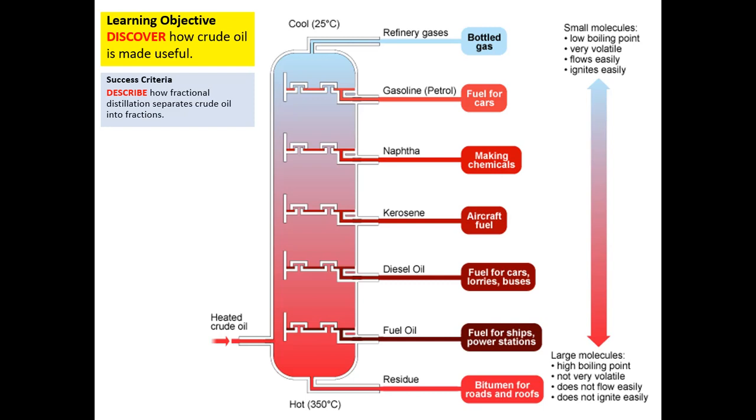Now at the bottom, you've got larger molecules, long chains of the hydrocarbon with high boiling points. So they're the exact opposite. They're not very volatile. They don't flow very easily because they have high viscosity, and they do not ignite easily. So these are the key points that you need to know about fractional distillation in order to be able to answer questions on it.